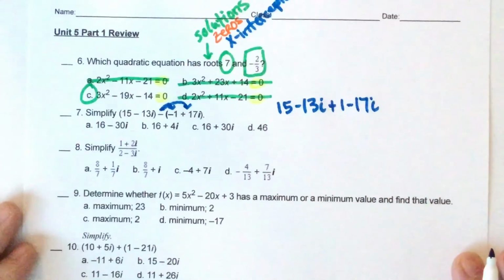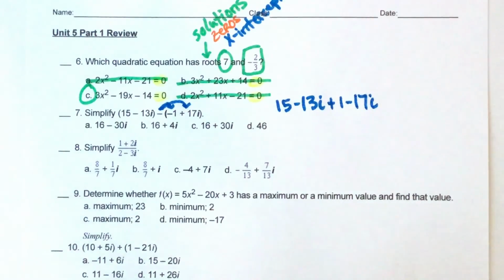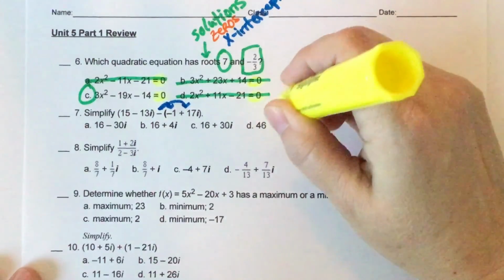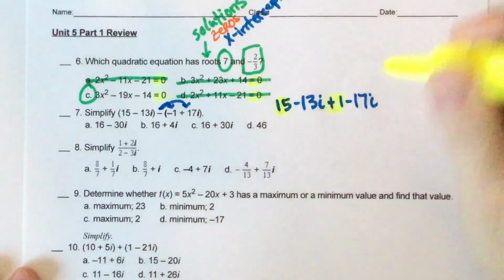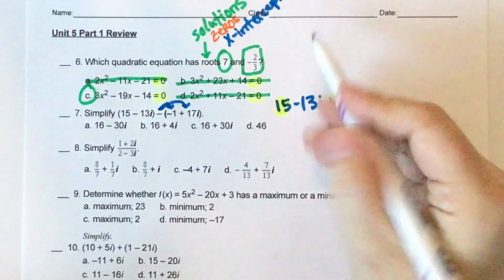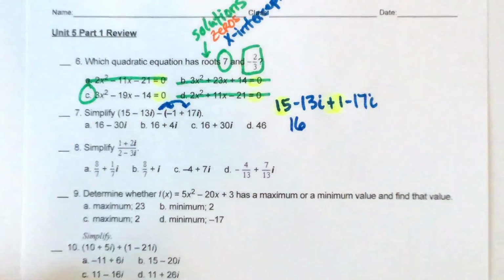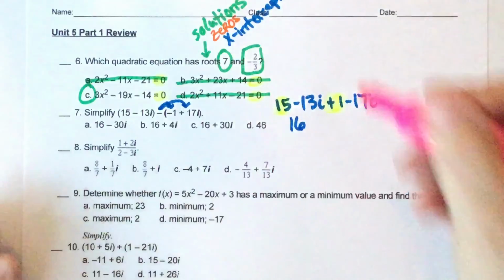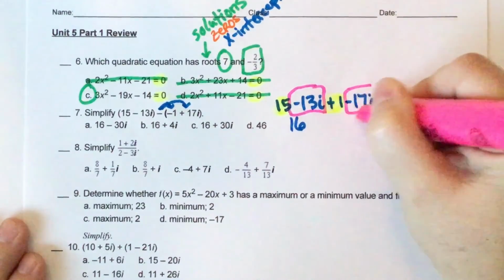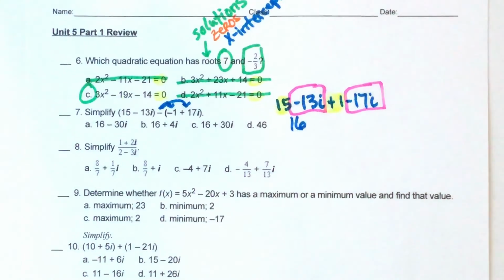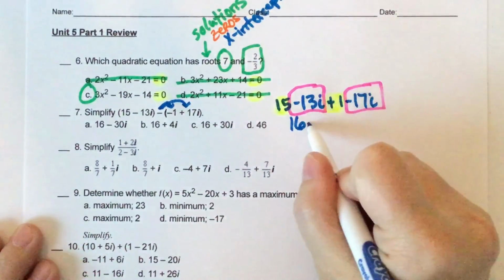So when you combine like terms, you're going to combine your real numbers first. So 15 plus 1 is 16. And then you're going to combine your imaginary numbers. A negative 13i and a negative 17i add to make a negative 30i.